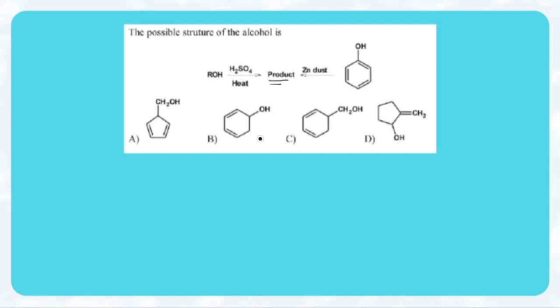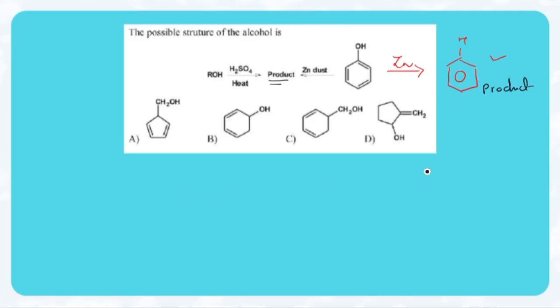This question can have one answer or more than one right answer. So let's analyze the options. See, when phenol is treated with zinc, we know that it's undergoing reduction. So zinc will go with the oxygen as zinc oxide and the product formed is benzene. So we are supposed to get the product as benzene.